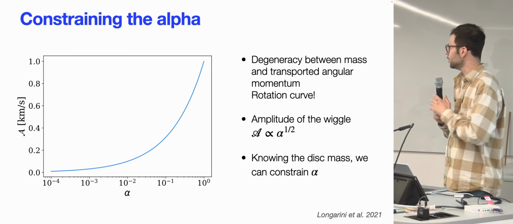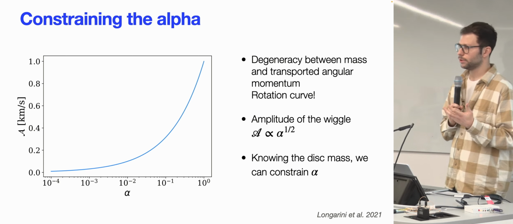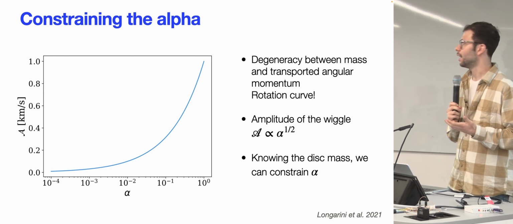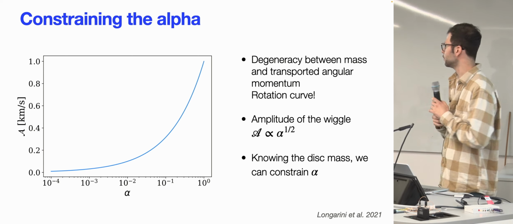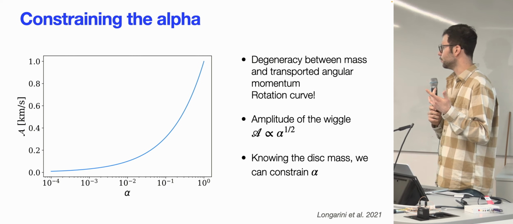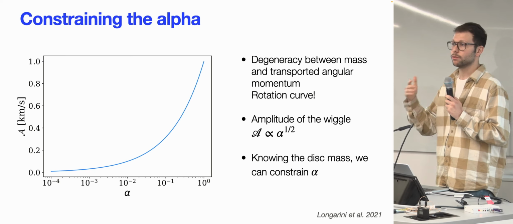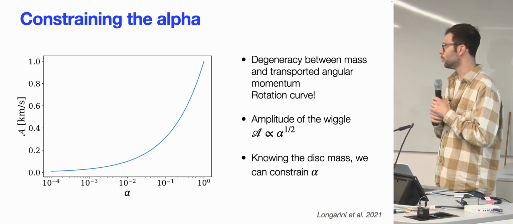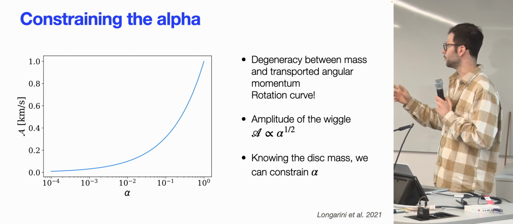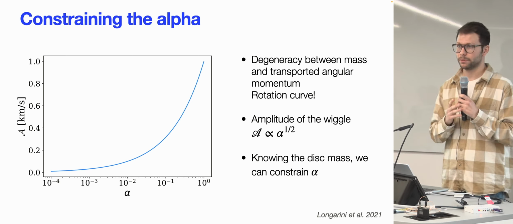But what's interesting here is that, as I showed you before, the magnitude of the perturbation depends on alpha, so it depends on how much angular momentum the spiral is transporting. But the problem here is that the amplitude of the perturbation scales also with the disk to star mass ratio. So a more massive disk or a disk that is transporting more angular momentum are contributing in the same way to the amplitude of the perturbation.